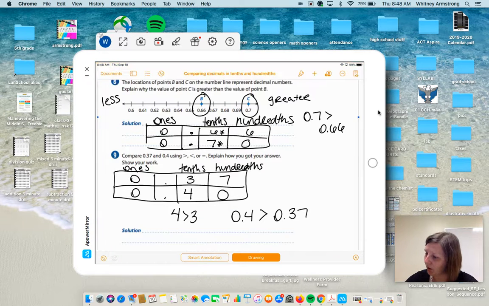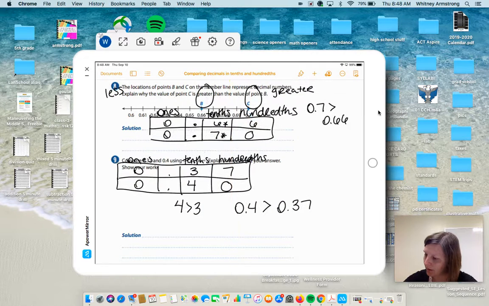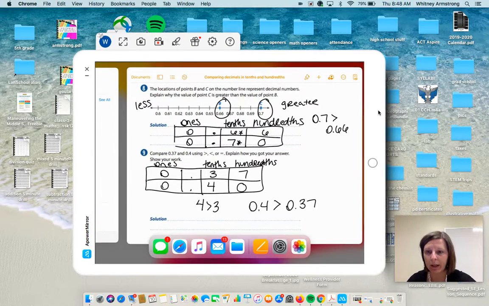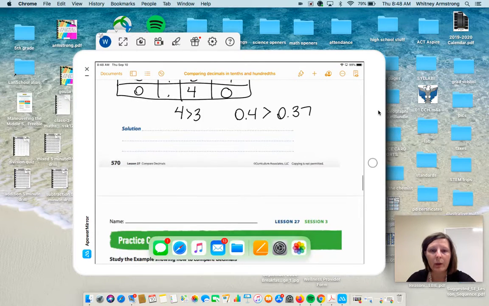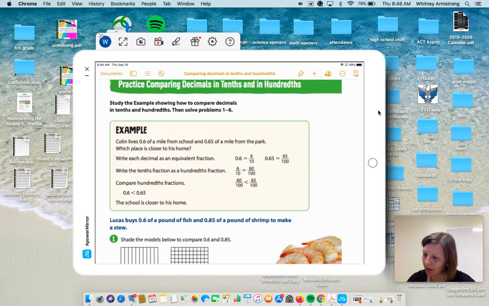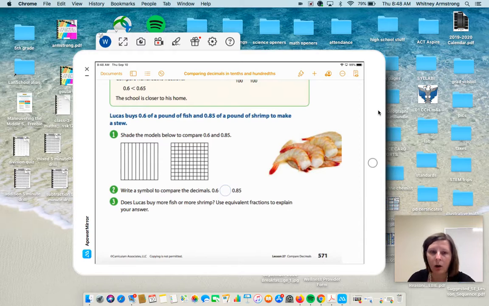Let's look at your homework, your classwork pages. On your classwork, you have an example at the top, and it uses fractions, which we just talked about. Numbers 1, 2, and 3 are all using that problem above number 1. On number 1, all you're doing is shading your models to represent those 2 decimals.